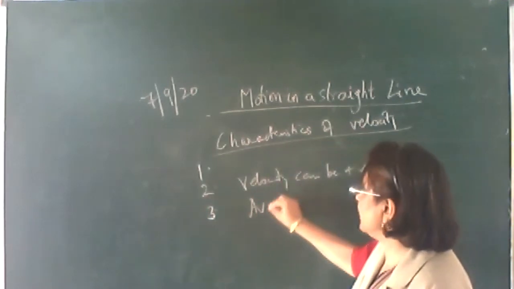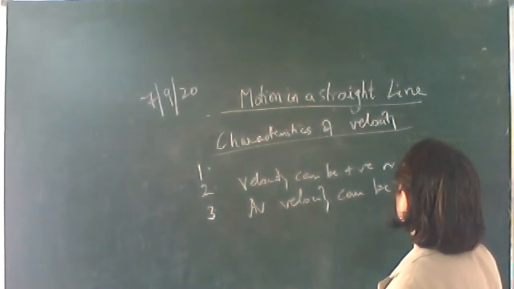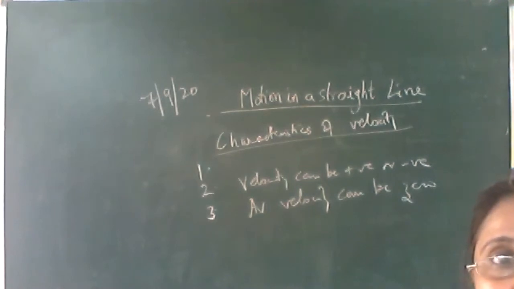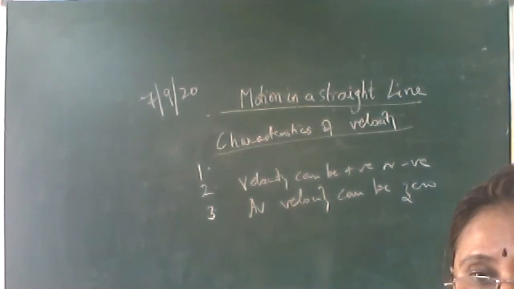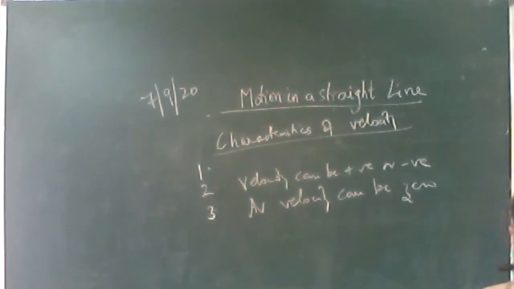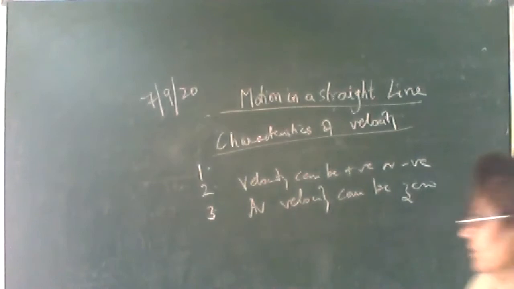The average velocity can be 0, whereas the average speed is never equal to 0. Okay, when is the average velocity 0? When the displacement is 0. And when is the displacement 0? When the body returns back to its initial position. Then its average velocity will be 0, whereas the average speed is never equal to 0.